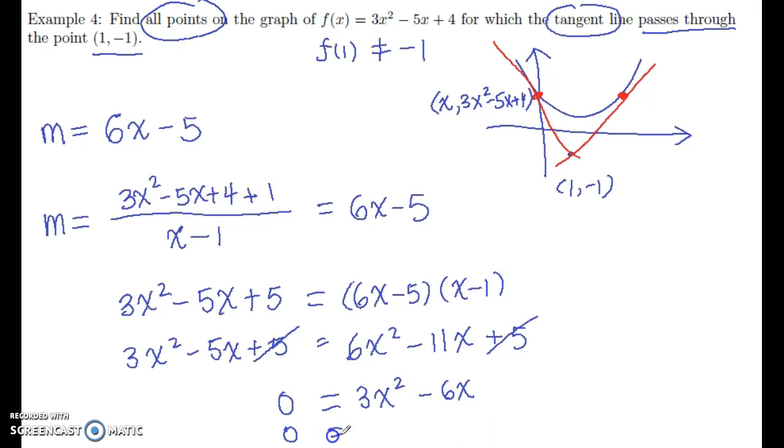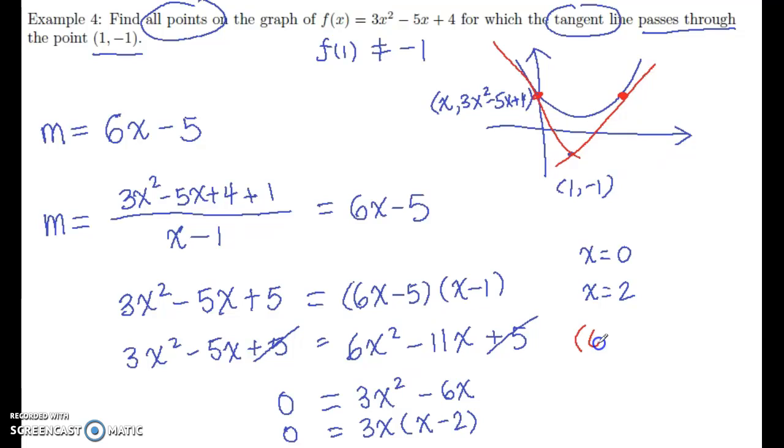Then we just factor it. We factor 3x as a common factor. What is left is x minus 2. So the solutions are x equals 0 and x equals 2. Now they are not the points yet. Whenever we are looking for points, they have to be in the format (x, y).